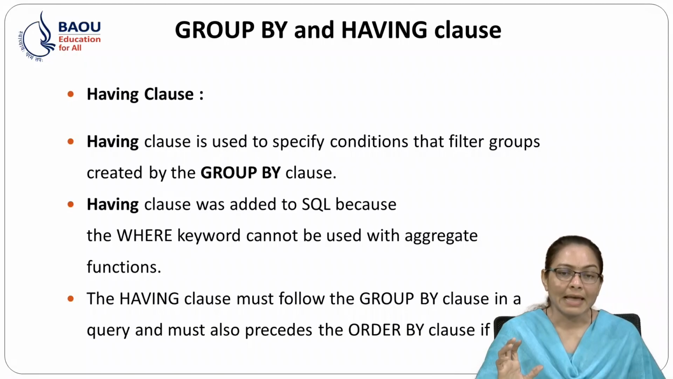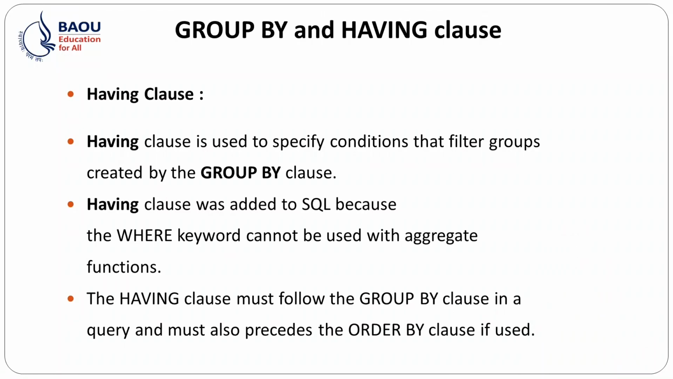Now, the having clause was added to SQL because the where clause cannot be used with aggregate functions. Aggregate functions like count, max, min, sum, average are used on a group of data. These aggregate functions we cannot use with the where condition; they are used with the having clause. So the aggregate functions and the having clause are used with the group by. The group by groups the data, but the having condition filters the output of the group by clause.